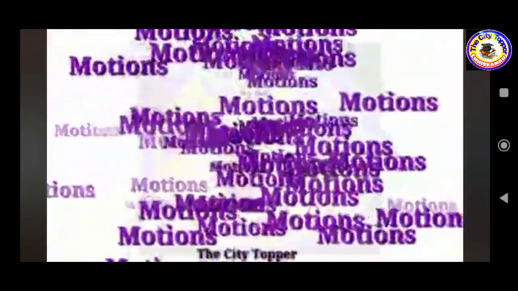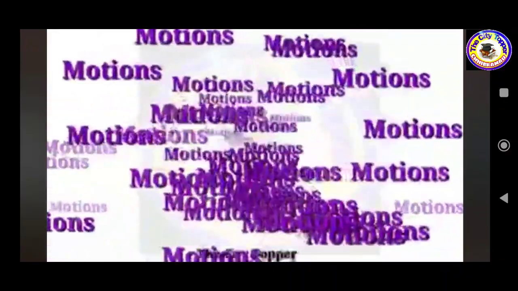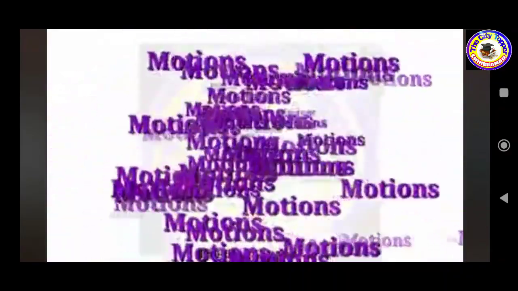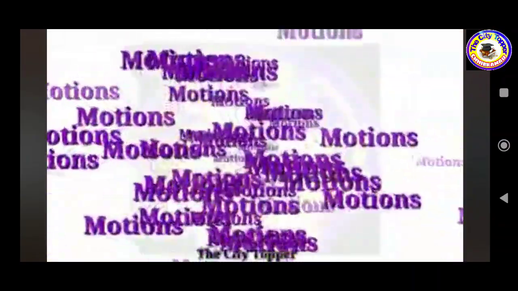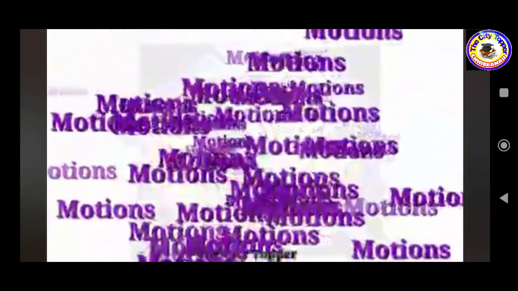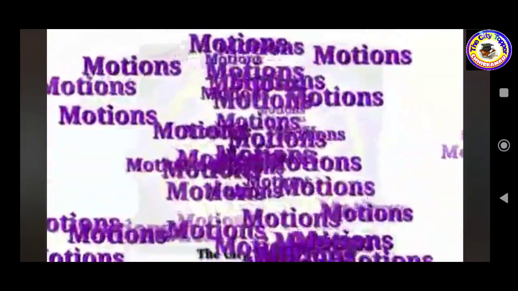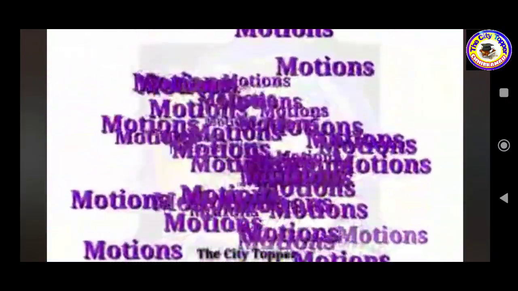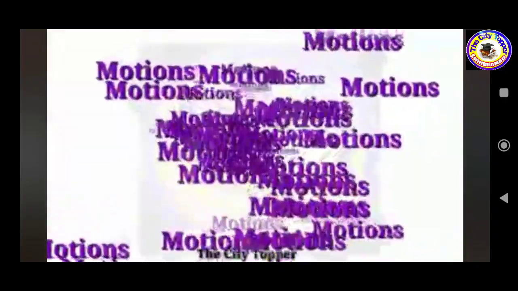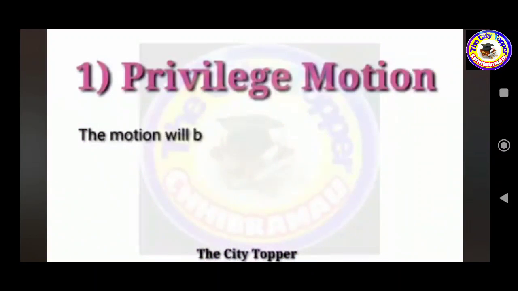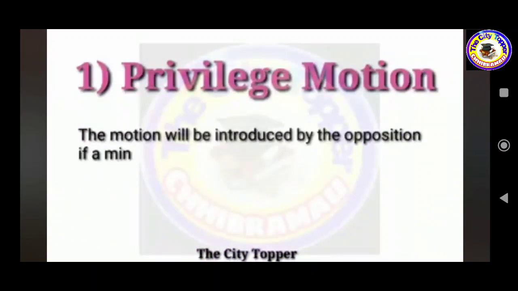A motion is a formal proposal made by a member stating that the House should take up some particular matter which is of public importance. With the help of the motion, the members draw attention of the government to take suitable action on a particular matter. Among the series of these motions, the first motion we are going to discuss is the motion of privilege.